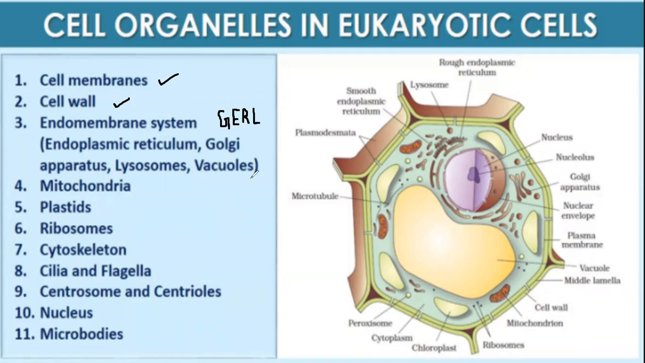And what about the vacuole? They also help in that function. The GERL system performs a specific function and they too help in that, which we will learn in the coming slides. So the vacuole is also associated with them, but it is not written in this word. It's a previous year AIIMS question: GERL indicates Golgi, not Golgi apparatus, endoplasmic reticulum, and lysosomes. Then mitochondria, plastid, ribosomes, cytoskeleton, cilia and flagella, centrosome and centriole, nucleus and microbodies. Hopefully today we should complete till vacuoles, if time permits.